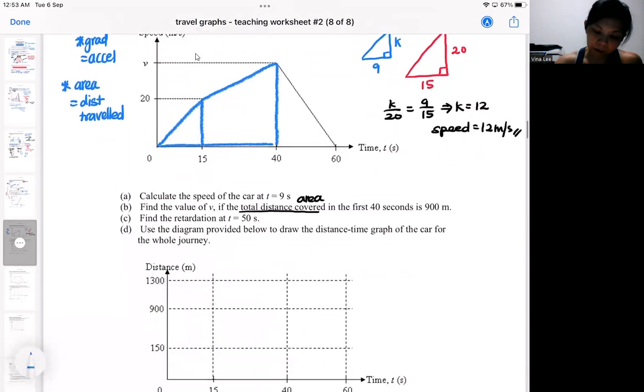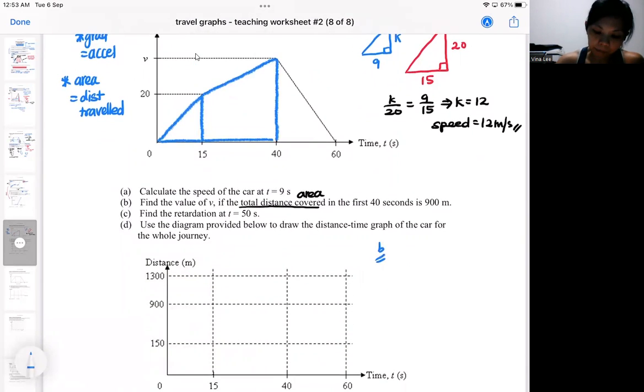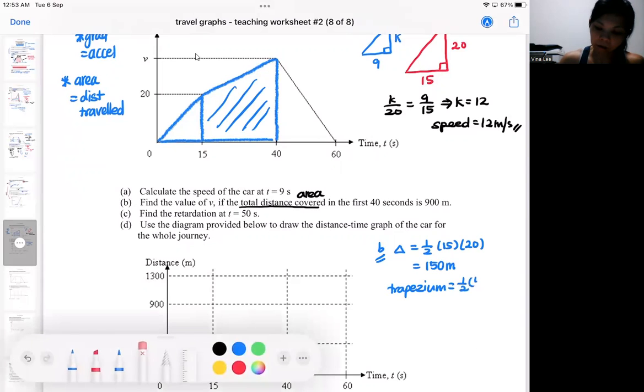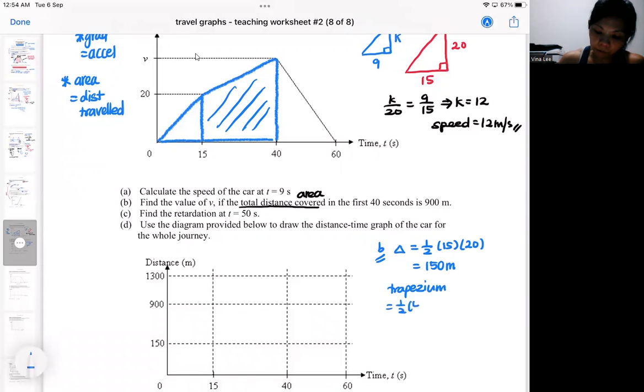So I will calculate the triangle first. Okay, half times base times height. Then I'll calculate the trapezium. This part is the trapezium. So it'll be half. Okay, I think I run out of space. The height will be 40 minus 50. The parallel will be 20 and V.